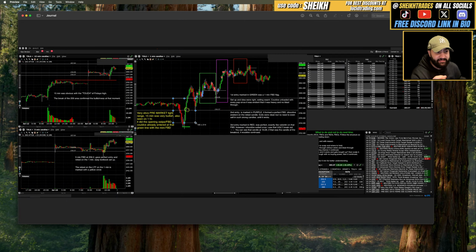Even though I didn't take these trades here, I'm still annotating. I'm still giving myself notes on what I should have done better. And you could see I have crossed out what to do and not to do next time. Scalp, and I don't even know what I wrote there. But you could see first entry, marked it green, was 1 minute FBD flag. Why did I have my first entry? I annotate why I had my first entry. And a lot of people don't do that.